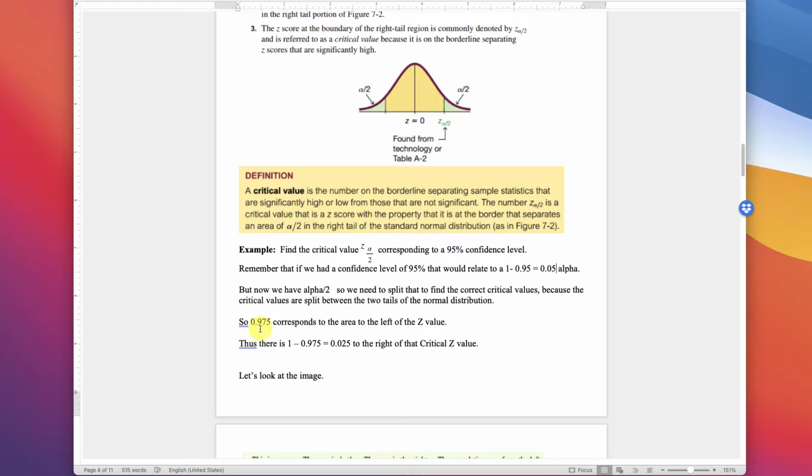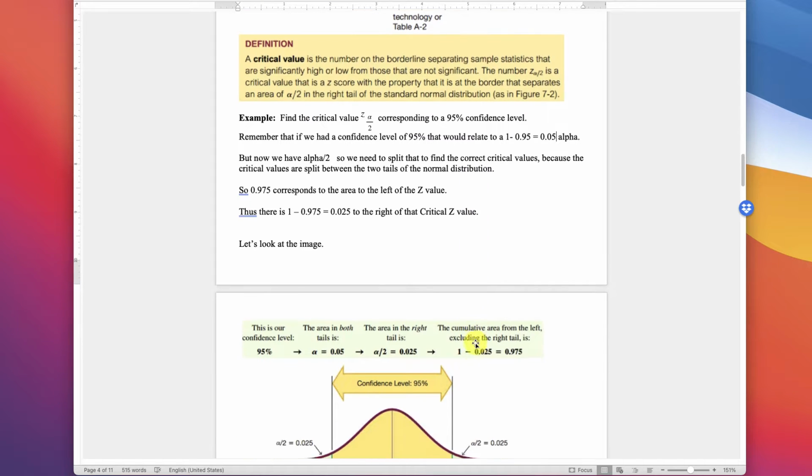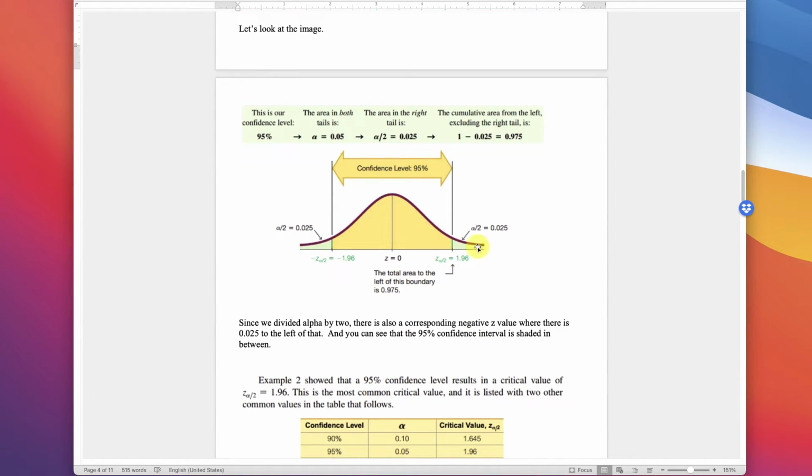So you have 97.5% corresponds to the area to the left of value z. If you put 0.025 here, all the way to the left would be the other 0.975. So there's 0.025 to the right of z. So here's what it looks like. You see the area of 0.025 is over here, 0.025 is over here. If you add them up, you get 5%, or 0.05, which is showing a 95% confidence interval. See, it's going to fall between here, right? These are significantly high and significantly low.